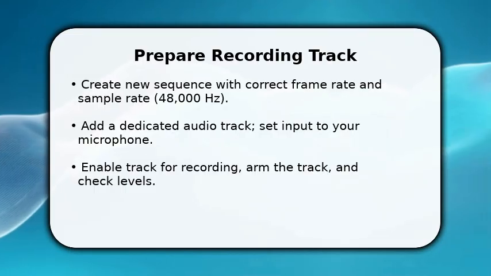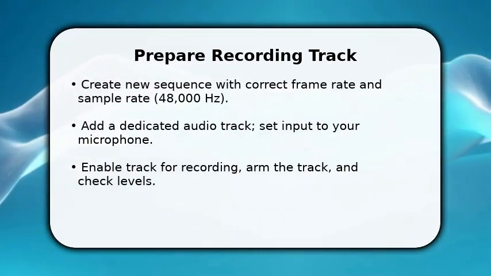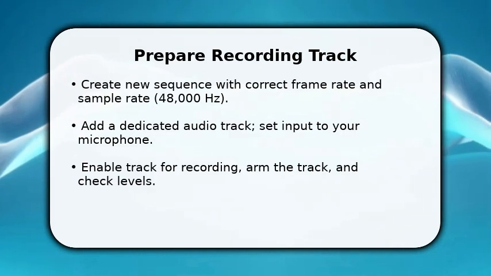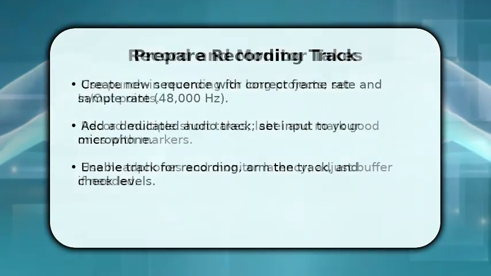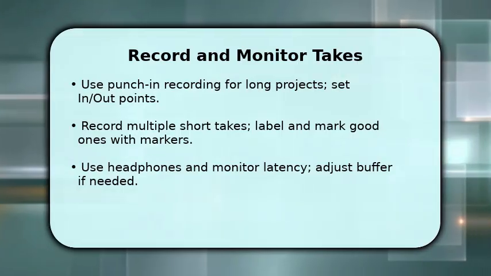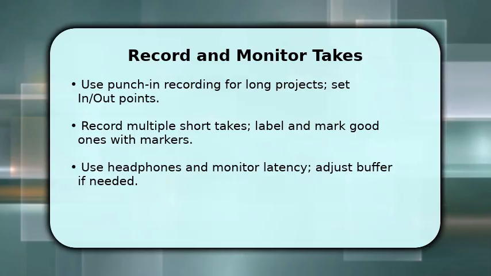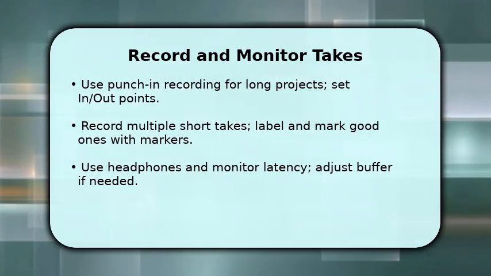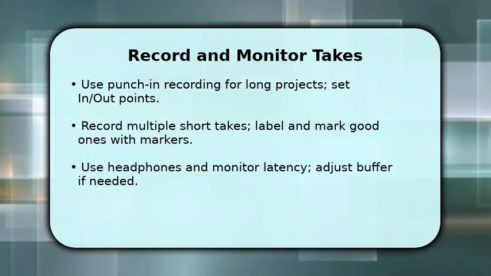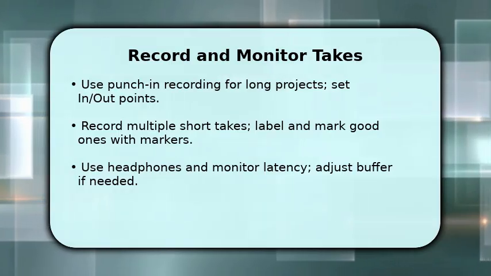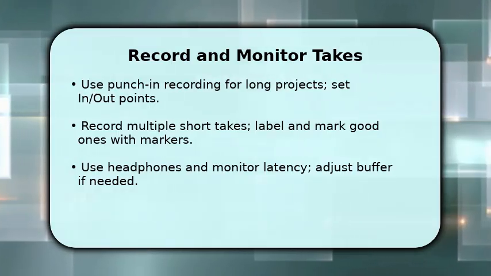Once you see healthy meters, toggle input monitoring briefly and reduce background noise sources. This prevents noisy takes and saves time in editing later. Now record and manage your takes with intent. Use punch-in when you need to fix a line in a long timeline by setting in and out points. Premiere records only that segment. Record multiple short takes and add markers or rename clips so you can find the best performances quickly.